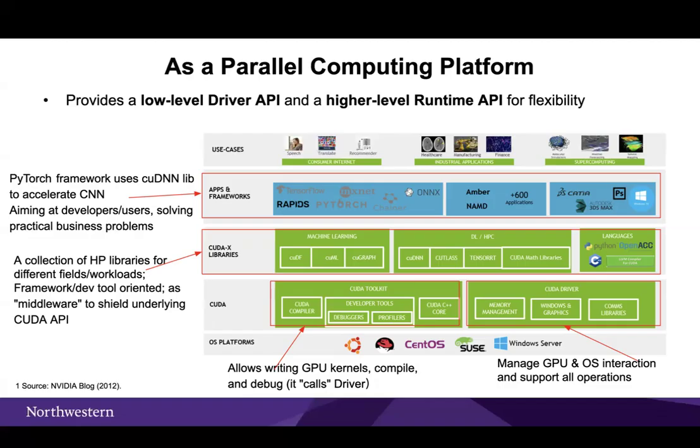CUDA Toolkit provides a compiler, developer tools, debuggers, and profilers needed to write and debug GPU kernels. Finally, the CUDA driver manages the interaction between the GPU and the OS. This layered architecture ensures that developers can build powerful GPU-accelerated applications while taking advantage of the latest GPU hardware innovations like NVIDIA's Ampere architecture.